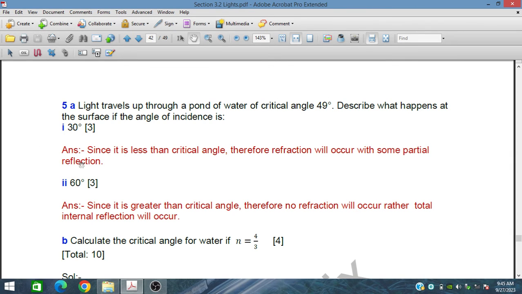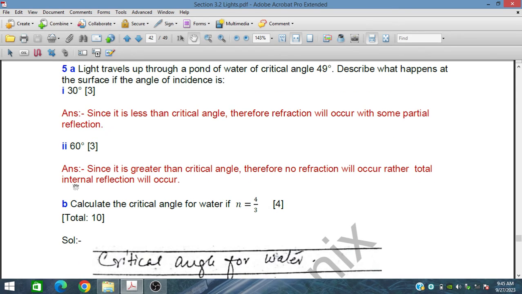At 60 degrees, since the critical angle is 49 degrees and this is more than 49 degrees, total internal reflection will occur. Since it is greater than the critical angle, no refraction will occur, rather total internal reflection will occur. So this is the second part.